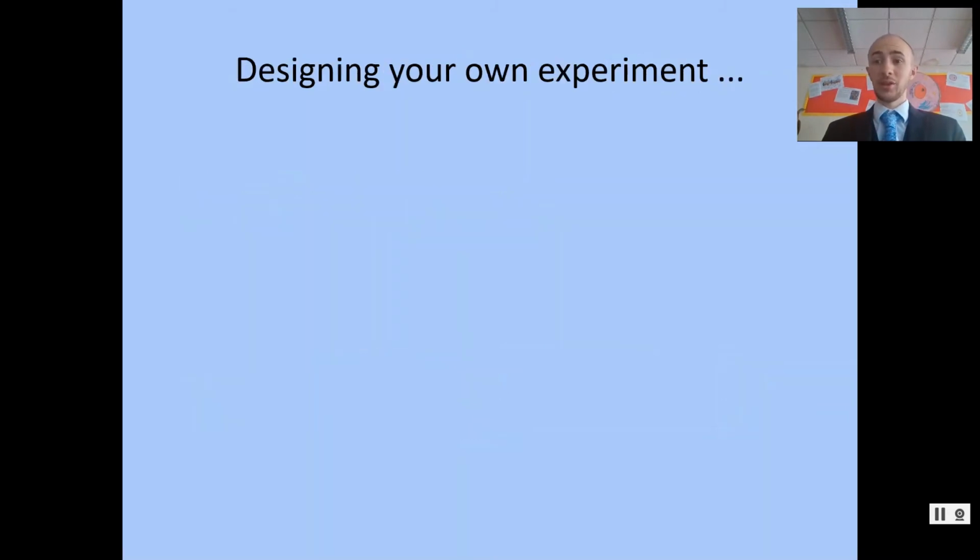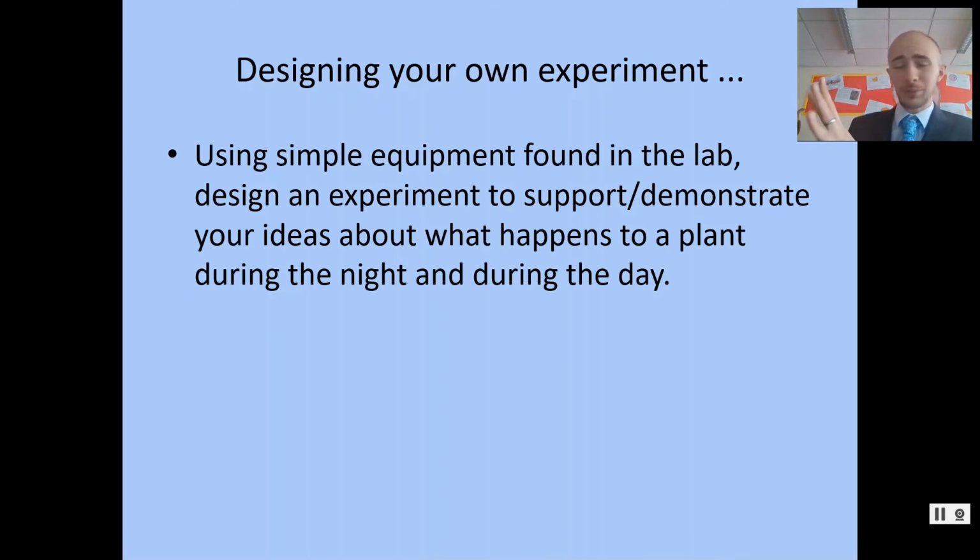Right. So now, we're going to design our own experiment here. I'm going to do this experiment in school when you come back. It's one of the experiments we like to do. You're going to be given any simple equipment around the lab, so we've got all kinds of stuff around the lab. Hopefully you can picture most of it. We're going to give you some plants. We're going to give you maybe some small animals like a mollusk.